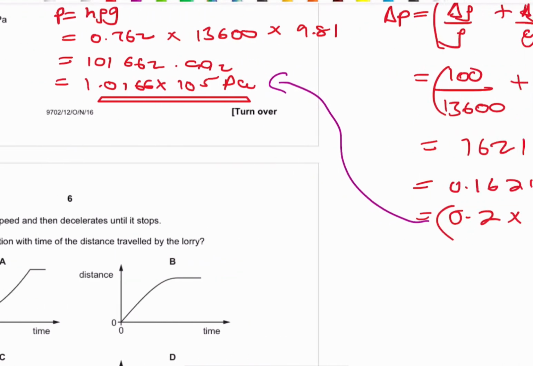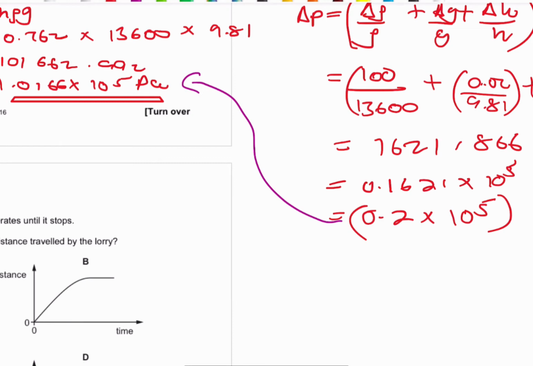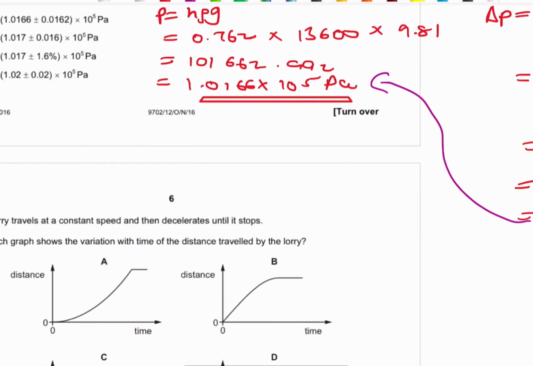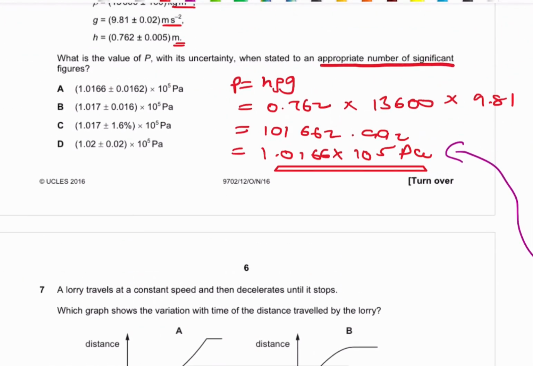So if I have an uncertainty of 0.02, sorry, this is 0.02, not 0.12. So if you're going to get 0.02, this value should follow suit. It must also have the same number of decimal places. Let's start with A. This is 0.016. Remember, this should be 1 SF.